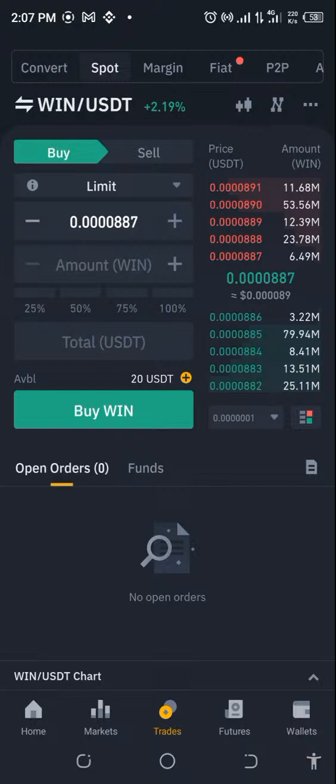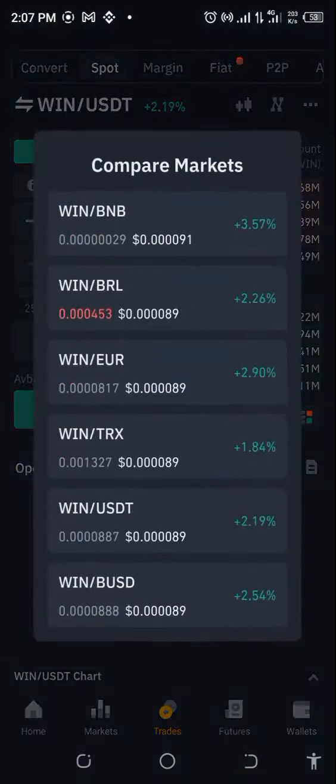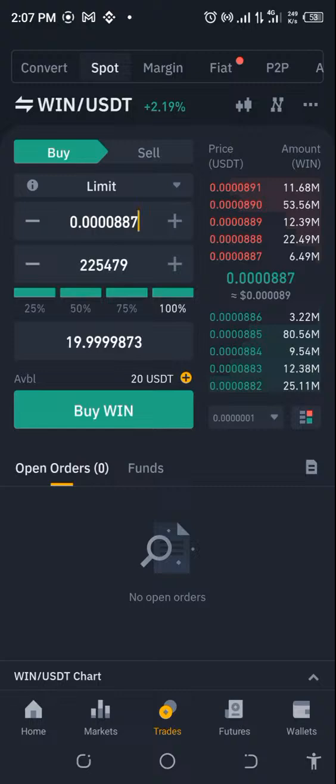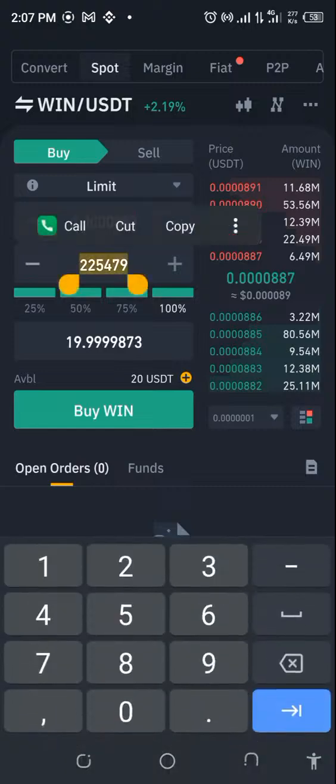So let's go over quickly to the compare markets and see what we have. We have Win USDT as 0.00000089 and Win BNB as 0.000091. So let's go ahead and try this out with the basic simulation using Win USDT. Let's work with our 20 USD that we have here. We're going to pick up about 100% and then cut that out and see what we're going to get.